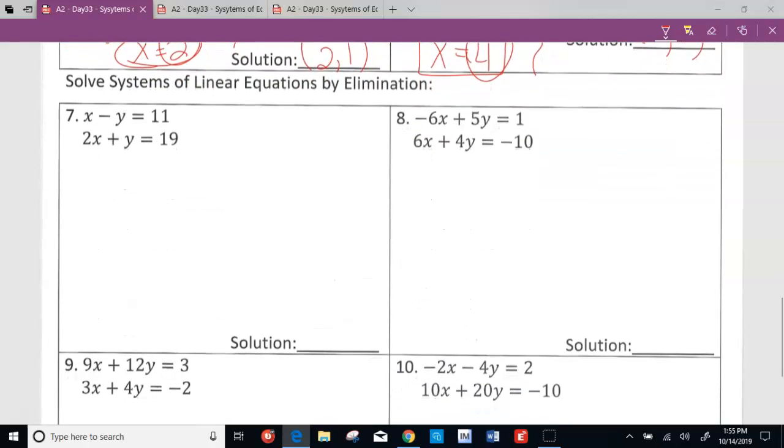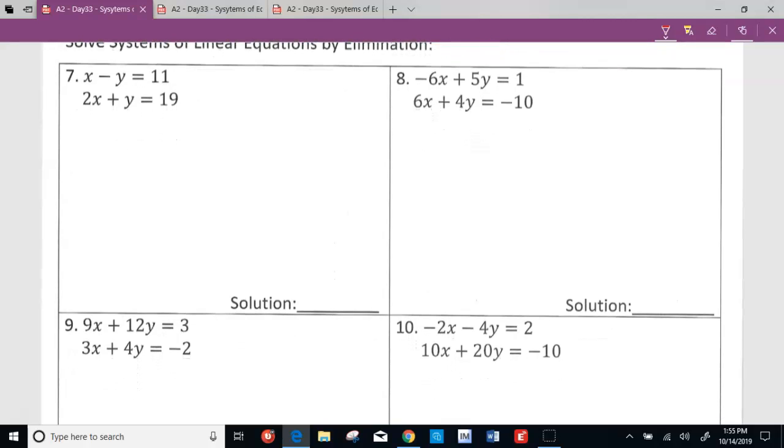For number 7, 8, 9, and 10, now we're going to have some elimination. This is about getting common factors and canceling stuff out. So for example, for number 7, I have x minus y equals 11 and 2x plus y equals 19. I ask myself, do I have any single variables? And in this case, I do. I have a negative y and a positive y. Both of those are opposites, and there's only one of them, a negative one and a positive one. So if I combine them, they would cancel out.